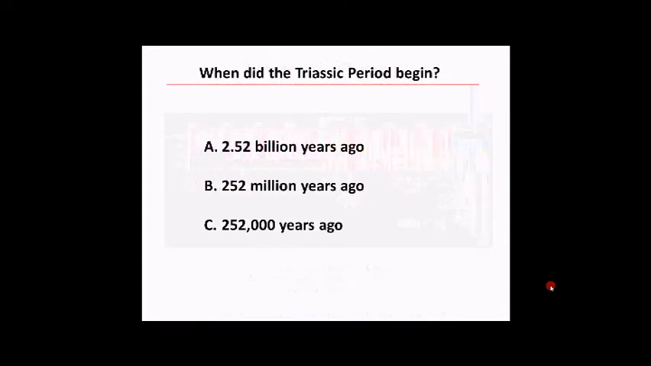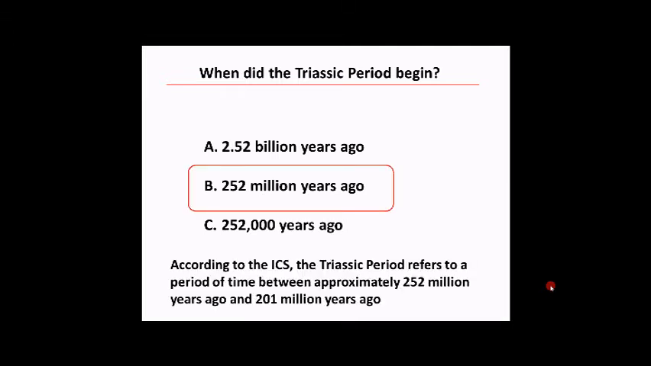Now let's do a quick review. When did the Triassic period begin? A. 2.52 billion years ago, B. 252 million years ago, or C. 252,000 years ago. According to the ICS, the Triassic period refers to a period of time between approximately 252 million years ago and 201 million years ago.